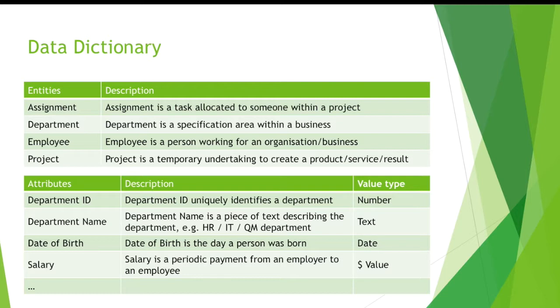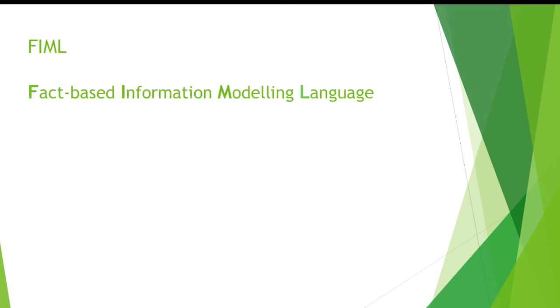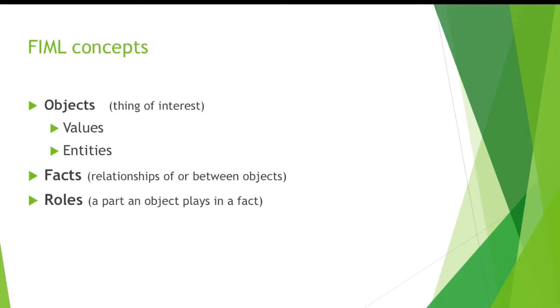We're now going to explore another data modeling technique, which is essentially different from ERD. Instead of using a diagram, the fact-based information modeling language, short FIML, uses only natural language text to describe the model. And the main difference is that FIML doesn't use the concept of attributes, but quite different structures and concepts instead, which we'll look at now. So the main concepts of FIML include objects, which are things of interest that can be values or entities, facts, which are the relationships between objects, and roles, which are the parts an object plays within a fact.